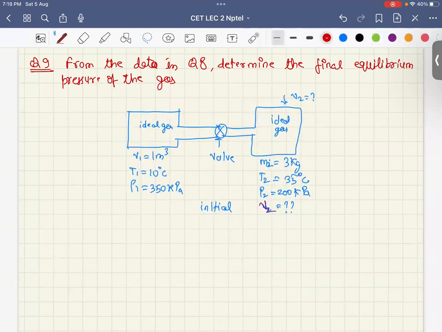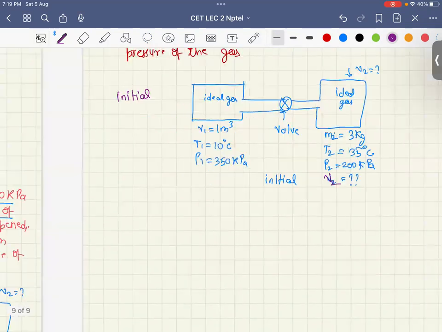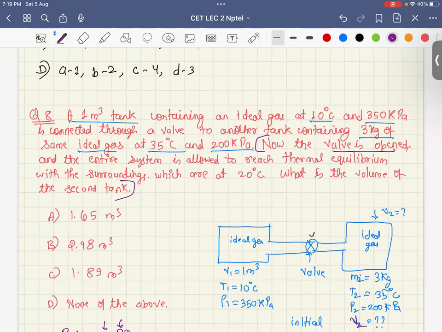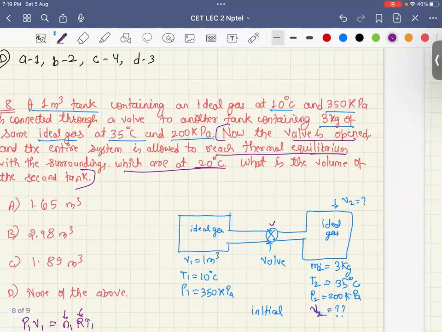This was our initial system. What is the final? Now this valve is going to get opened, and the entire system is allowed to reach thermal equilibrium with the surroundings, which are at 20 degrees centigrade. And we are asked to find the pressure of the gas.